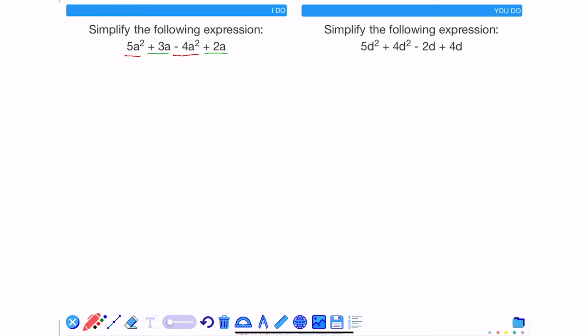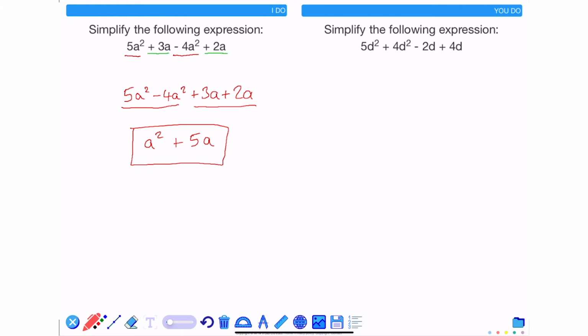So rewriting this problem, 5a squared minus 4a squared plus 3a plus 2a. Grouping together the like terms, you can see that I'll have just one a squared left, and also 5 a's. This can now no longer be simplified anymore because a squared is different to a, and therefore a squared plus 5a is my final answer.